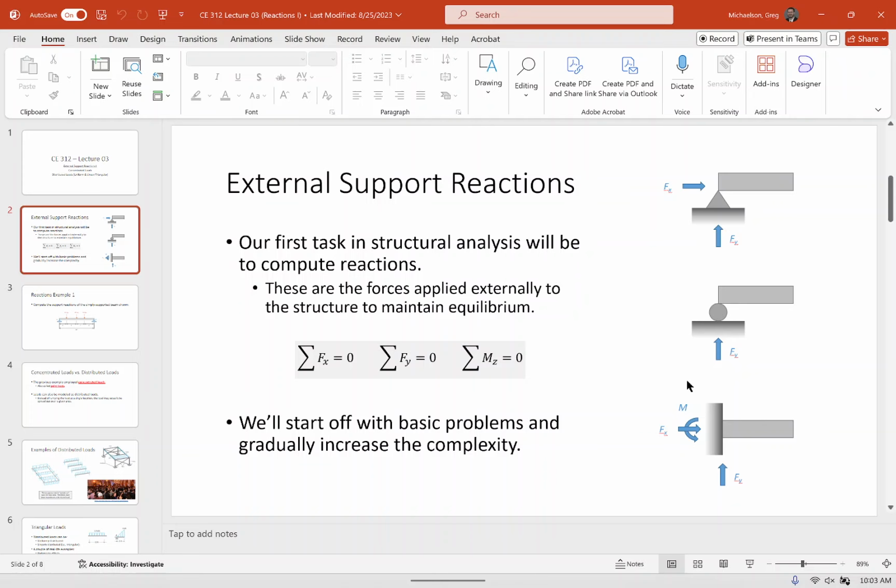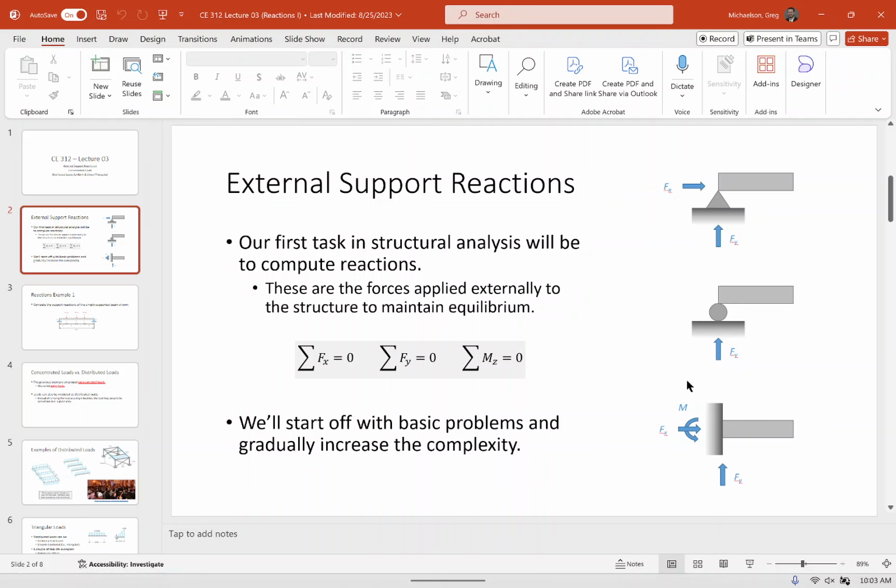In order to solve for these reactions, we're going to use equations of equilibrium. But we're only going to use equations of equilibrium starting out. So what that means is that for the first part of the semester, and really the predominant part of the semester, I would say at least the first 2/3 of the semester, we are going to be analyzing structures that are statically determinate. Okay? In other words, structures that have an I value of 0.